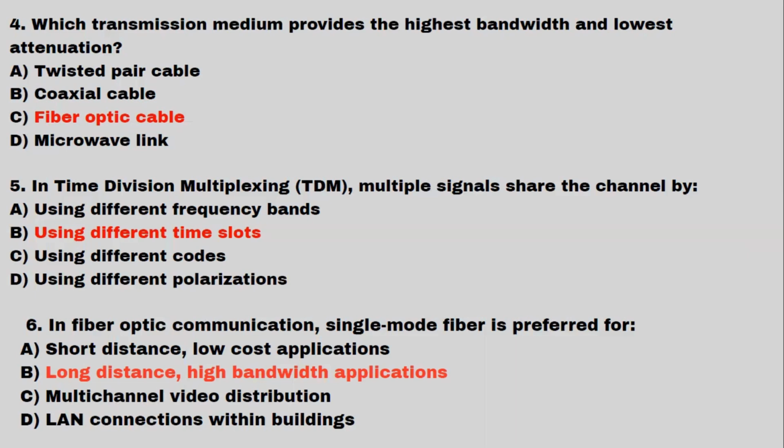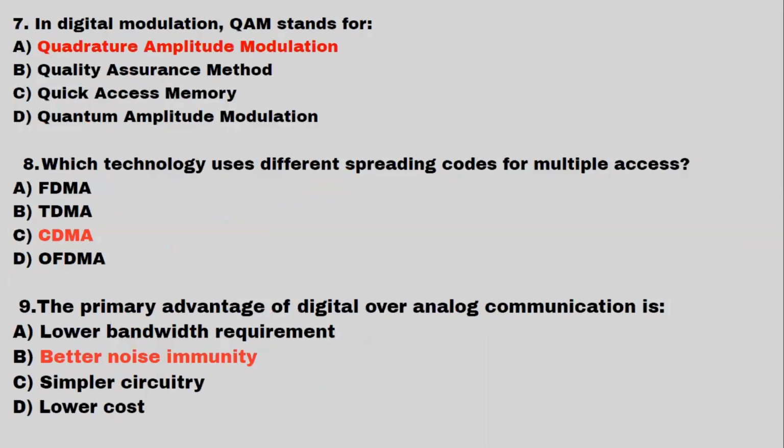All right, let's come to question number 6. In fiber optics communication, single mode fibers are preferred for long distance, high bandwidth applications. We have just discussed that. Question number 7: in digital modulation, QAM stands for what? Quadrature amplitude modulation is the correct answer. Question number 8: which technology uses different spreading codes for multiple access? CDMA, code division multiple access, right? Question number 9: the primary advantage of digital over analog communication is better noise immunity.